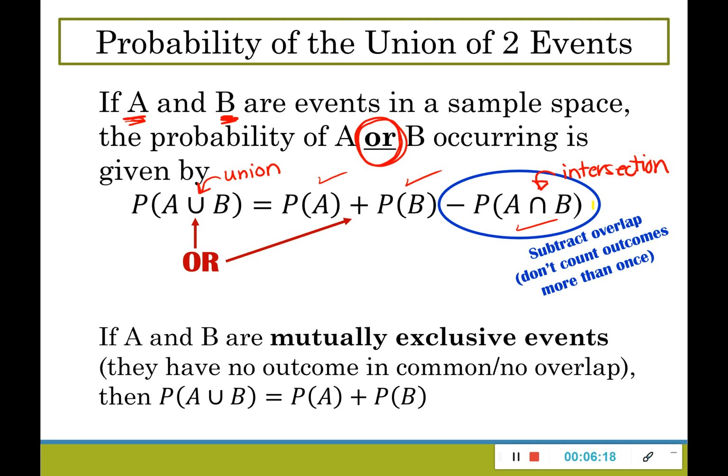Okay. Then we have the term mutually exclusive events. Mutually exclusive events are just events that have no outcome in common, which means there's no overlap. So if there's no overlap, then this part would be 0. And so it's just going to be the probability of A plus the probability of B.